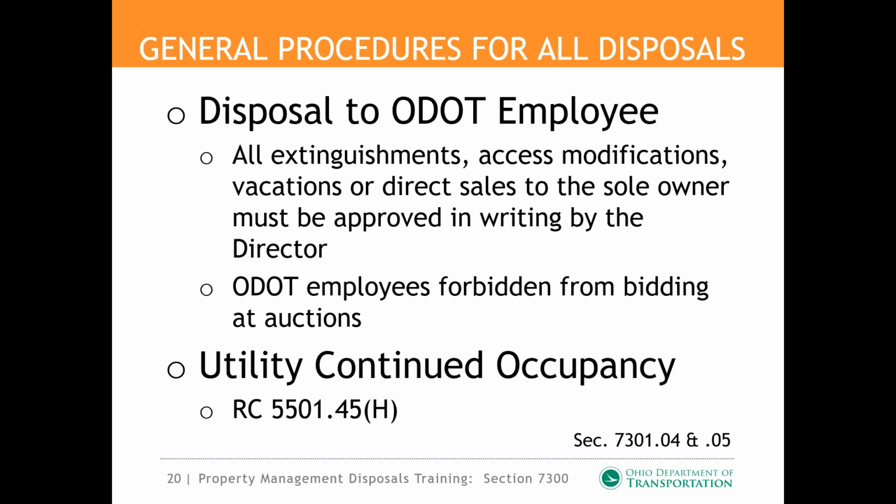Pursuant to Revised Code 5501.45, section H, no public utility shall be required to move or relocate any of its facilities that are located in or on the areas described in any conveyance, transfer, easement, lease, permit, or other instrument. So if you have utilities that are present on your excess land parcel, they cannot be required to move just so you could sell the excess land parcel. You need to make sure that they can continue to operate as they are there.